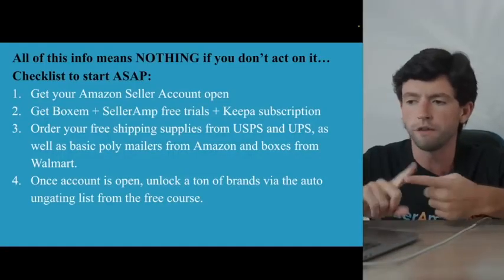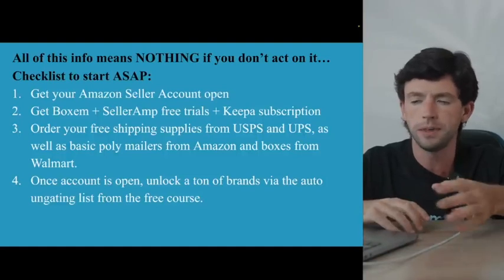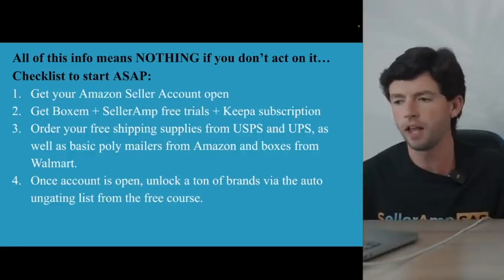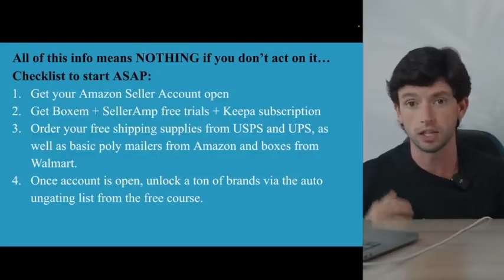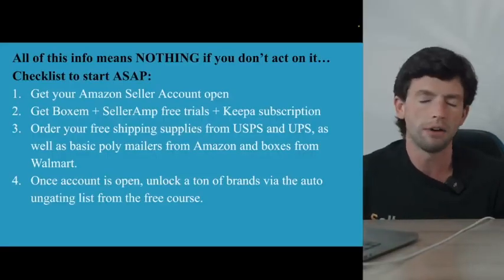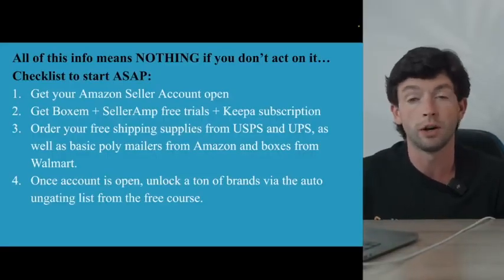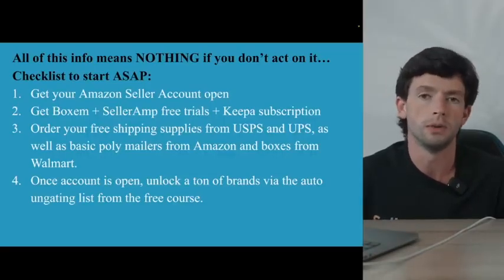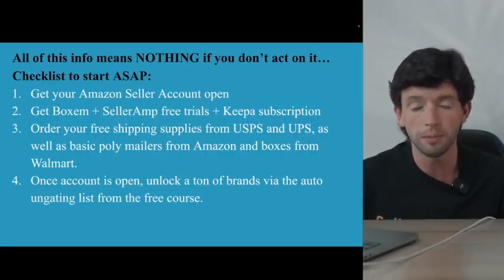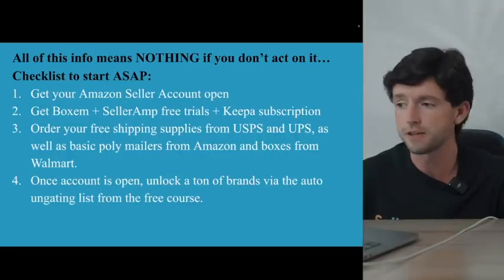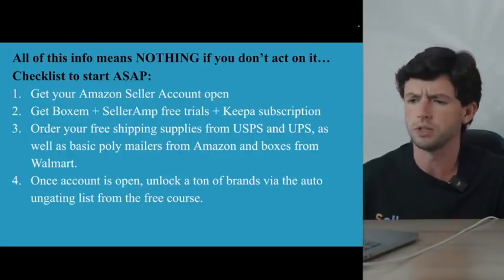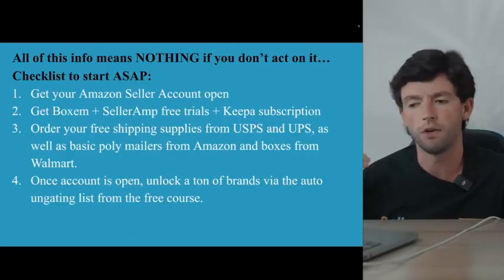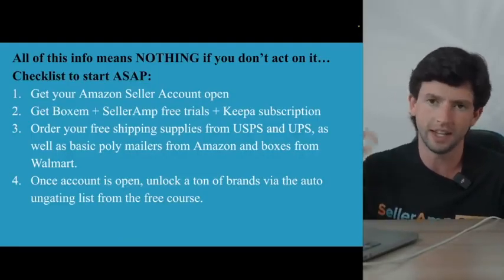Go ahead and get your free shipping supplies on the way from USPS and your free shipping labels on the way from UPS, as well as basic poly mailers in 9x12 and 12x15 from Amazon. I'd recommend getting started with merchant fulfilled. However, if you do want to do FBA as well, right from the get-go, you'll need those FNSKU labels, as well as you're going to need those clear poly bags from Amazon as well, and then boxes you can just get from Walmart. Once your account's actually open, unlock a bunch of auto one-gate brands via the auto one-gate list that's available for free download in the description.